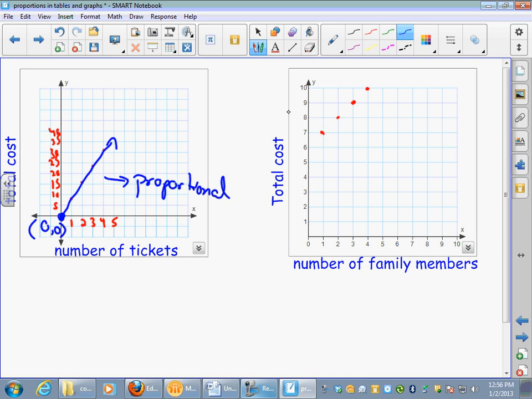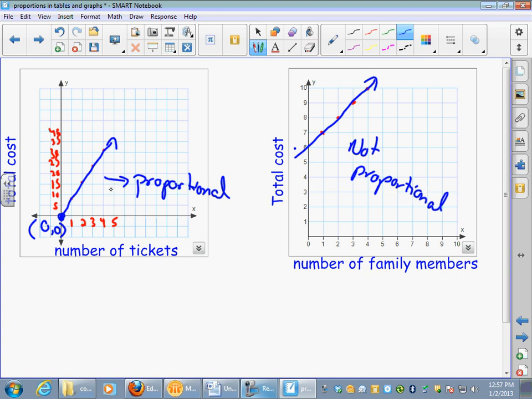This one over here is the second table of values, the cost and number of family members. Notice if we connect these, yes, it does make a line, but it does not go through the origin. It crosses at 6 up here. So this is not proportional. To be a proportional relationship, it has to be a straight line through the origin. If that happens, it does make a proportion.